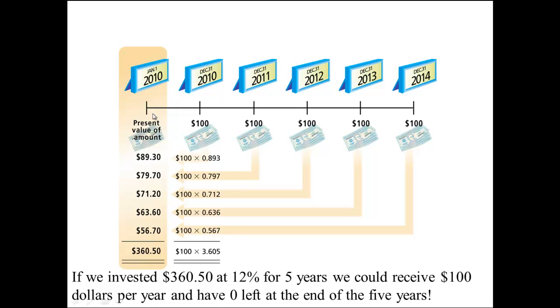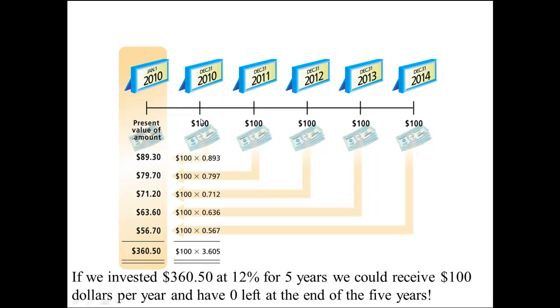Anyways, what we have here is $100 here, $100 here, $100 here, $100 here, and $100 here for each of these 5 years. So we're going to figure out what somebody would have to give us today at 12%. Well, let me just read this because I have it all phrased perfectly. If we invested $360.50 at 12% for 5 years, we could receive $100 per year and have zero left at the end of the 5 years. Okay, so let's take a look here.